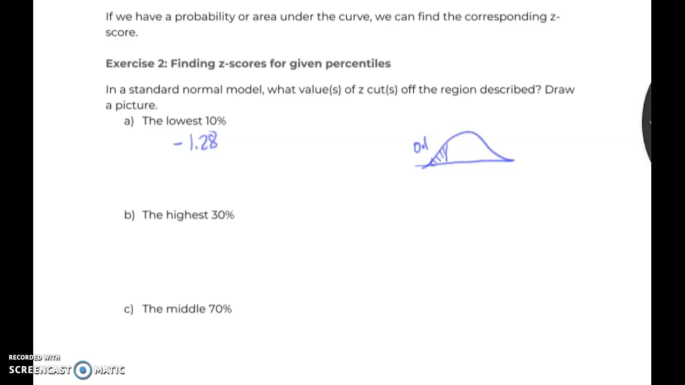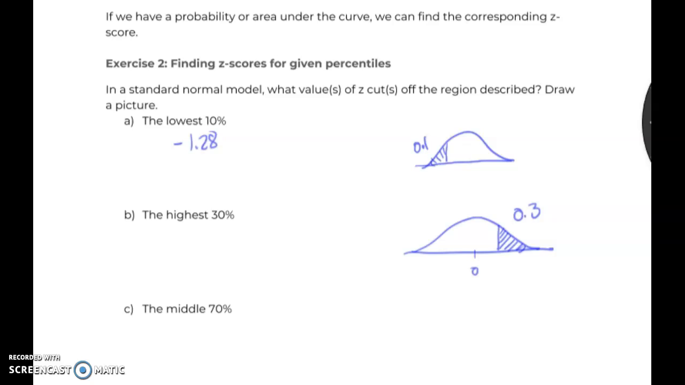The next question is asking for the highest 30%. So again, we're going to draw our curve. We're going to label the upper 30%. This time we are looking for area to the right. This has an area of 0.3. I'm just trying to make a little illustration. Remember, our mean is right in the middle, so 30% is definitely less than 50%.